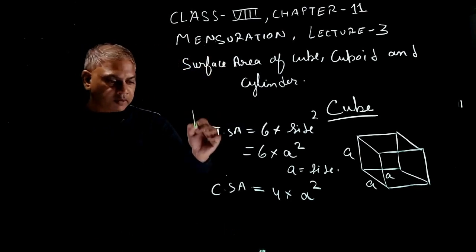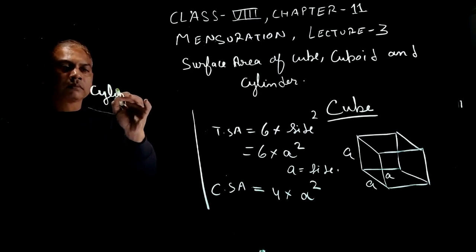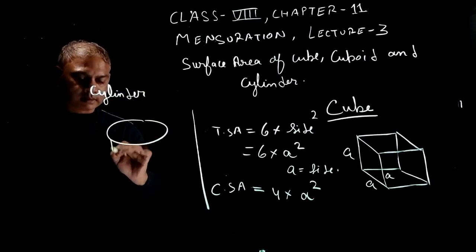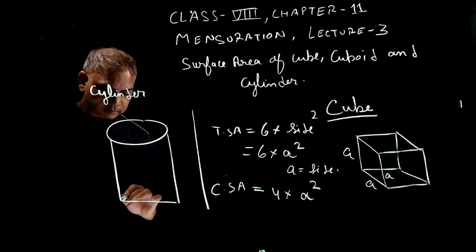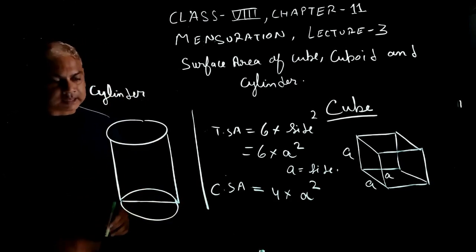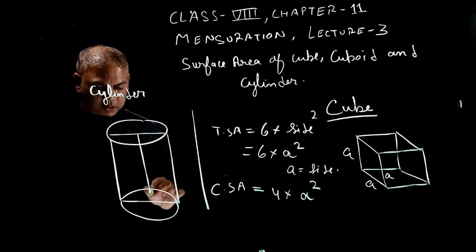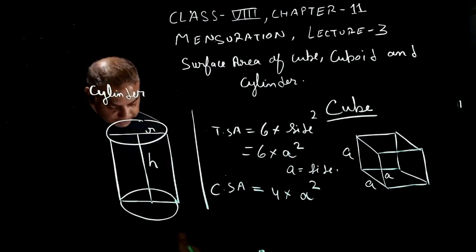Now student, we will learn cylinder. Now see, this is the shape of the cylinder. Okay, somewhat like this. This is the cylinder. This is the height. We will join, this is known as height and this is the radius.